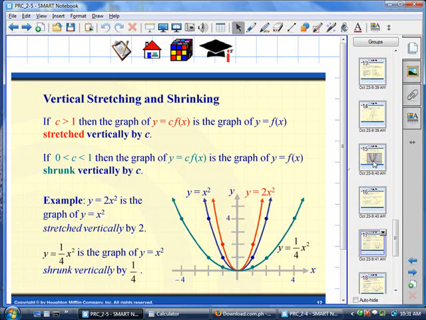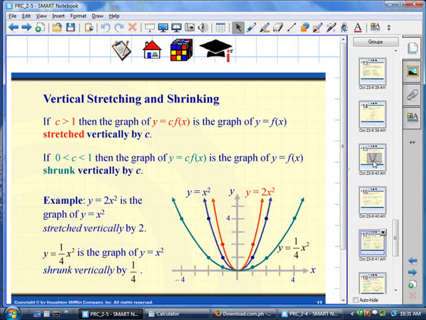So, the blue curve is good old x squared. What does 2x squared look like? Well, it literally gets stretched vertically. You can think of it as a rubberized curve that you could just literally hold onto on the bottom and stretch up. And hence it gets a little bit skinnier and it gets tall.